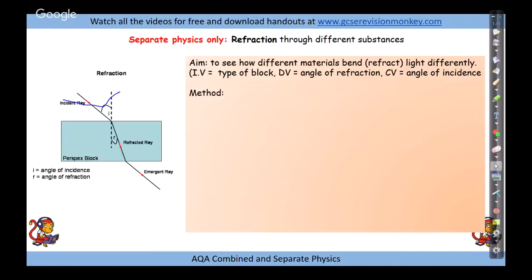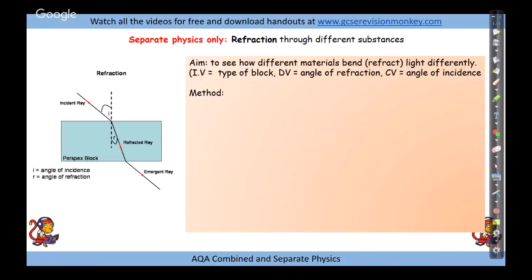Okay, now for separate scientists only, we've got a required practical here. This won't take long for everyone else that's listening, or you can pause and go get another biscuit. So the aim of this is to see how different materials bend and refract light differently.